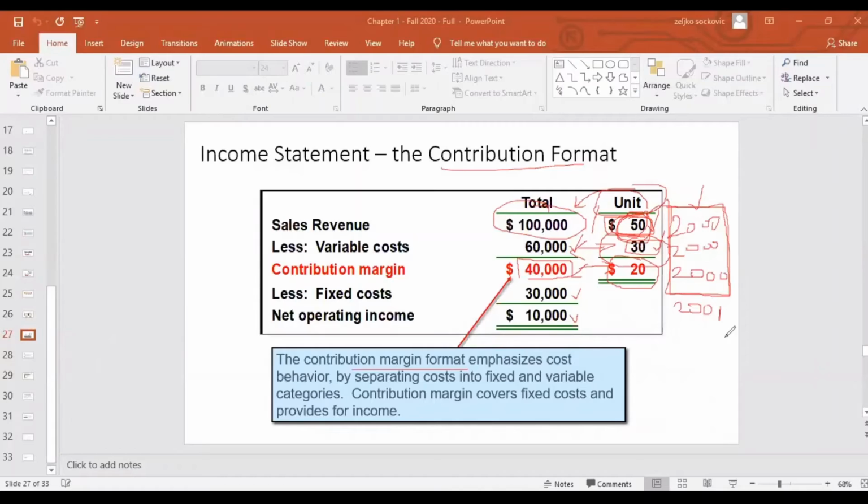You see how useful this is. So you know that this 1 unit here will immediately give you another $20 here. So that's very useful to you as a manager. So your profit will go up to $20.